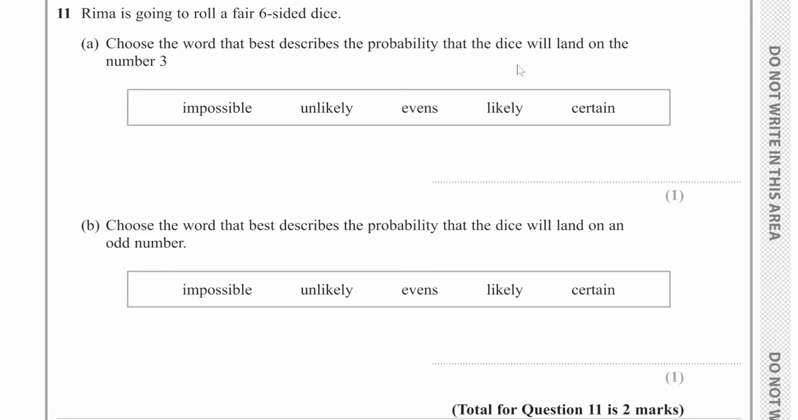Rima is going to roll a fair 6-sided dice. Choose the word that best describes the probability it will land on a 3. So we've got a 1 in 6 chance of getting a 3. So it's not impossible. And it's not evens. Evens means a half chance. So it must be unlikely.